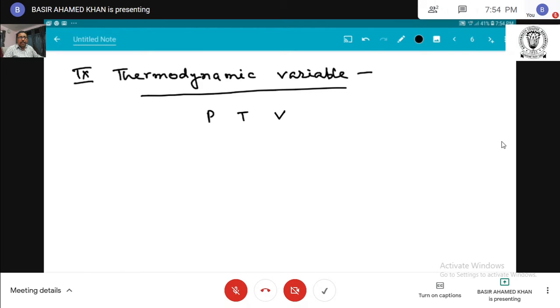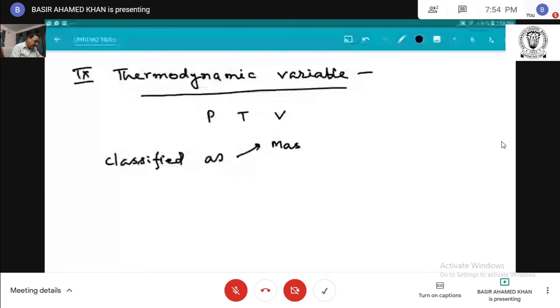But these thermodynamic variables are divided into two types. One is mass dependent and the other is mass independent. Thermodynamic variables are classified as mass dependent and mass independent.